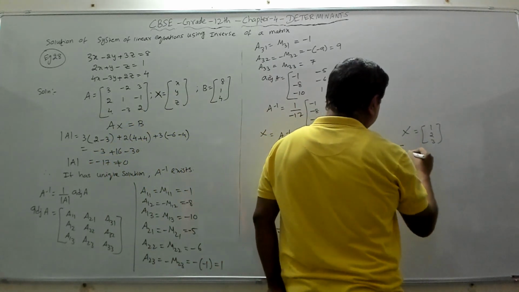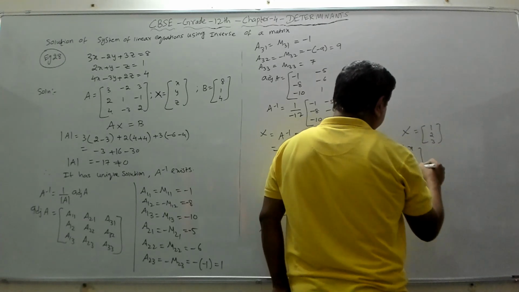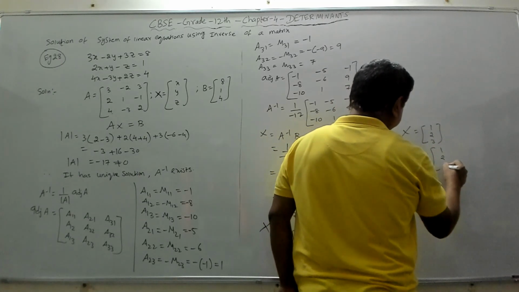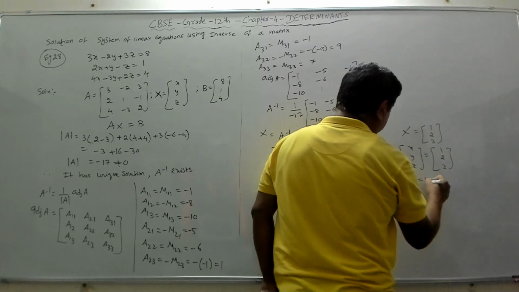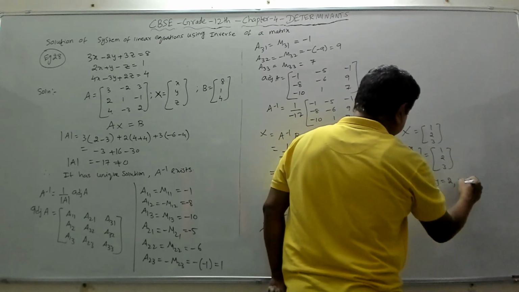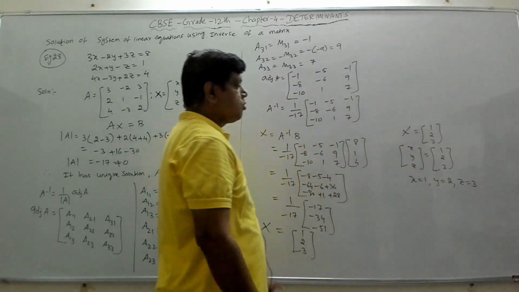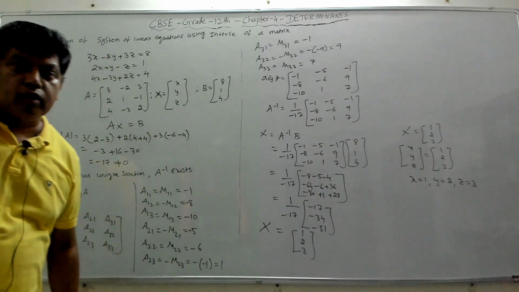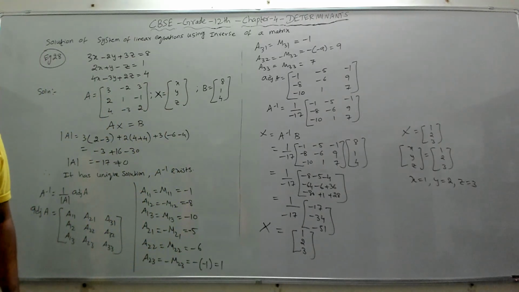So your X is what? Small x, small y, small z equals 1, 2, 3. So x is 1, y is 2, z is 3. That is the answer, that is the solution. X is equal to 1, y is equal to 2, and z is equal to 3. Fine, so all of you can pause the video and take the notes.